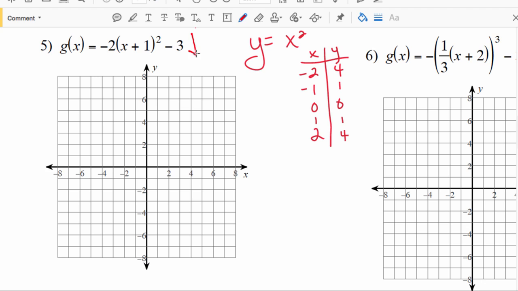And we're moving down 3 and to the left 1. And that -2 is on the outside of the function, not in the parentheses. So that changes the y. It's going to double our y value. And then we also have a flip, a vertical flip over our imaginary x-axis, and our graph's going to be upside down.